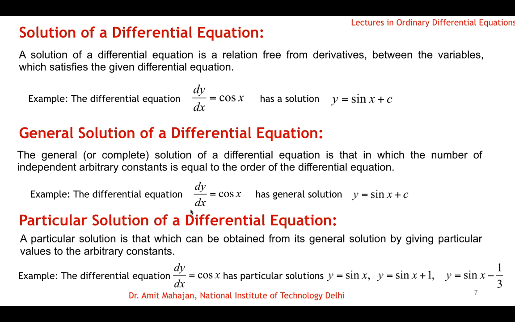So if a differential equation has a solution in which the number of independent arbitrary constants is the same as the order, then it becomes a general solution. If the number of arbitrary constants is less than the order, then we call the solution a particular solution. Okay, so this is about the solution of a differential equation.